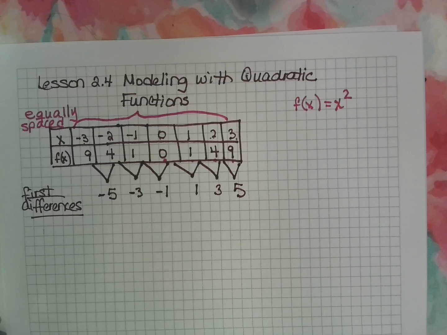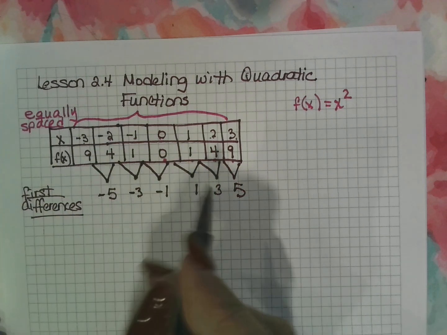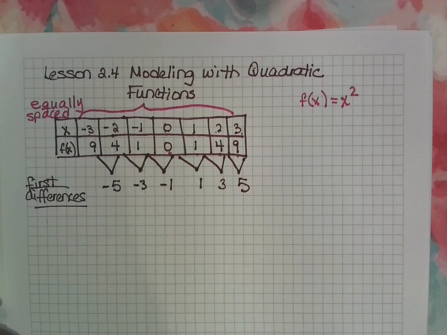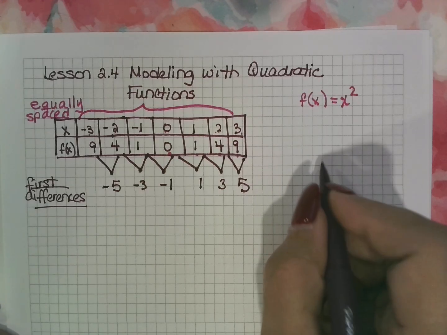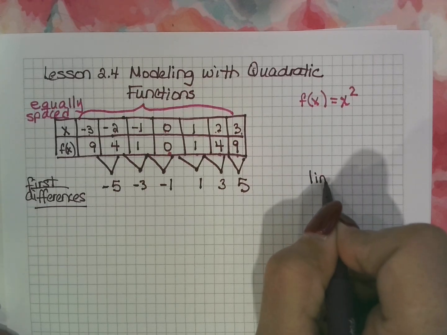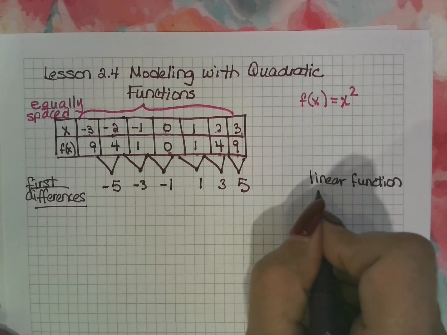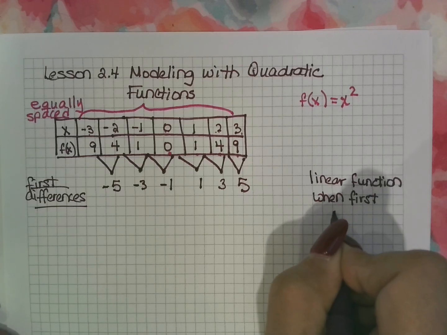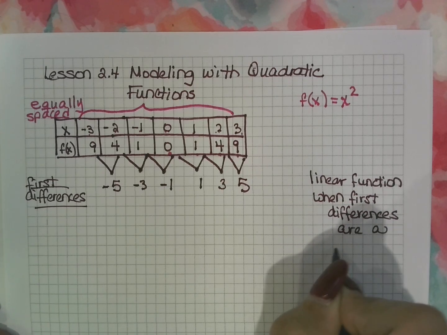So now we look at this data and, well, it really doesn't do much for us. All of the numbers are different. None of them are the same. We do notice that you have a 1, a -1, a 3, a -3, a 5, a -5. But honestly, what you're looking for is to see if these first differences are constant. If this was the same value over and over again, we'd be able to use a linear function to model it. So linear functions can be used when first differences are a constant number.